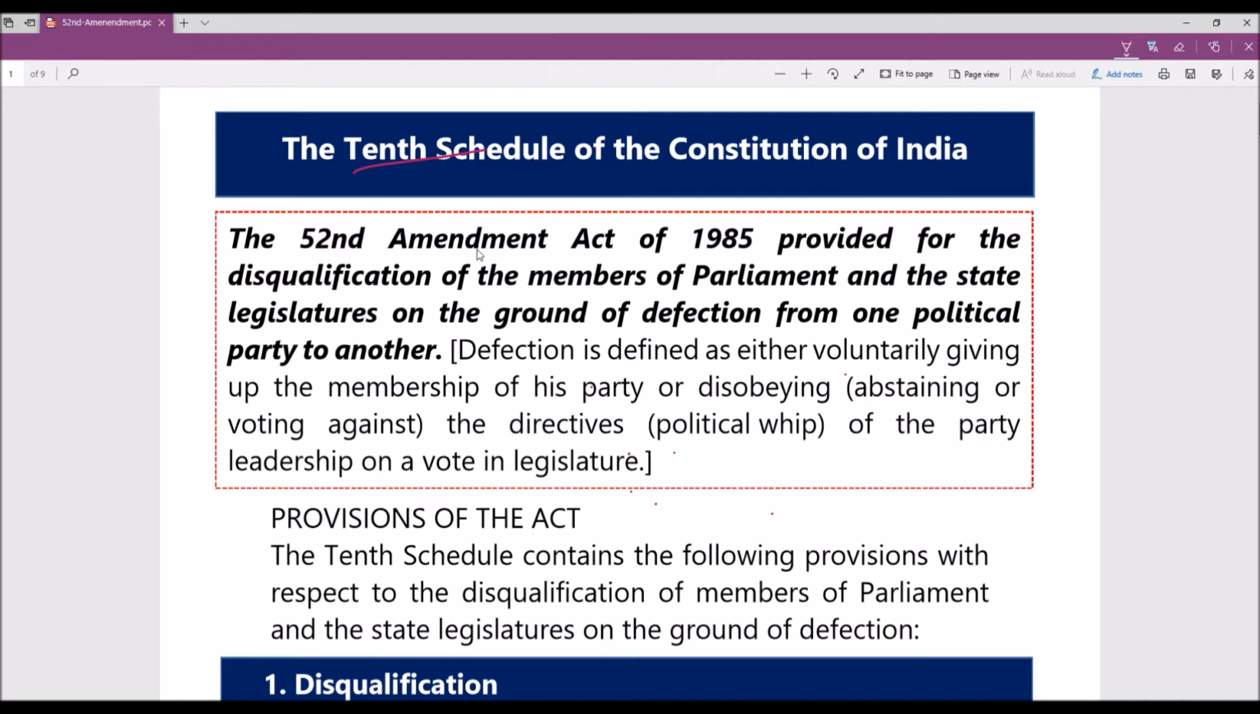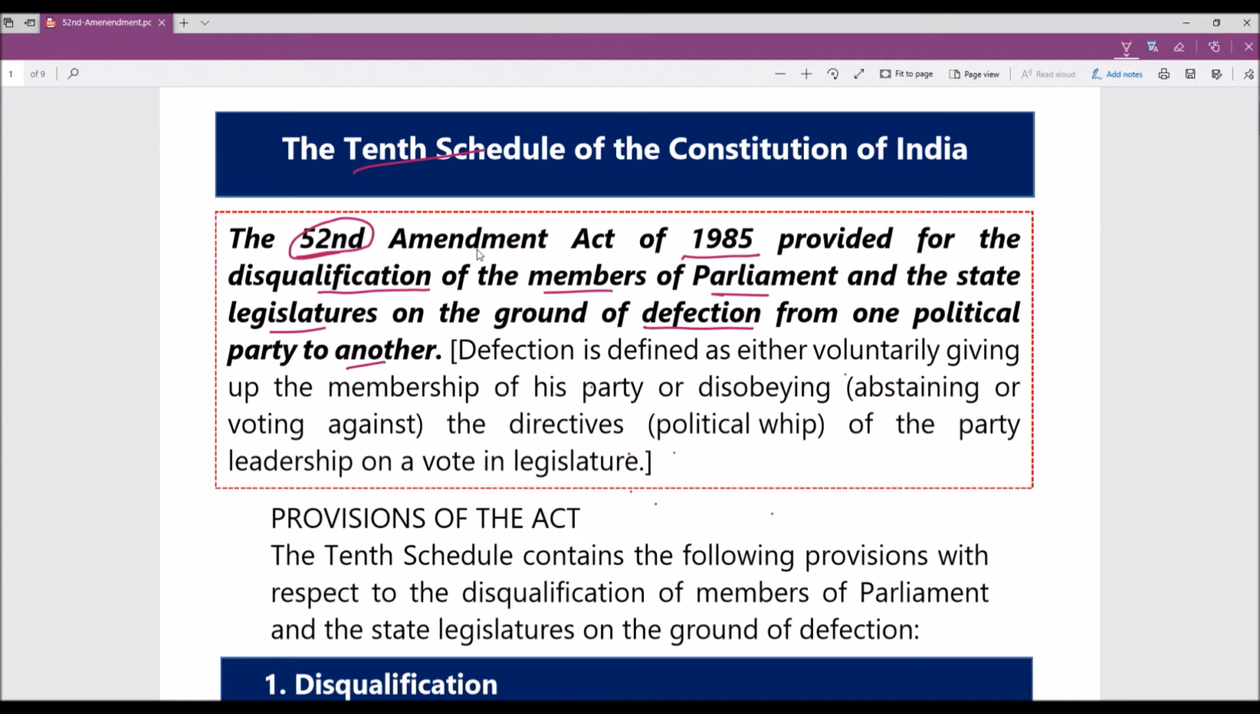What is it? The 10th Schedule was added in the 52nd Amendment Act in the year 1985. What is provided? It provides for the disqualification of members of parliament as well as the state legislature on the ground of what? Defection from one political party to another political party.